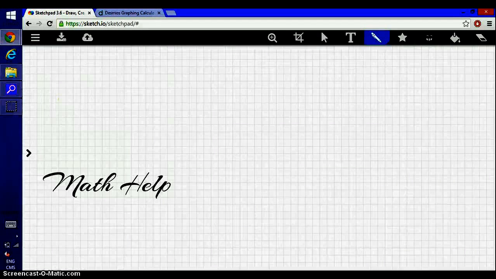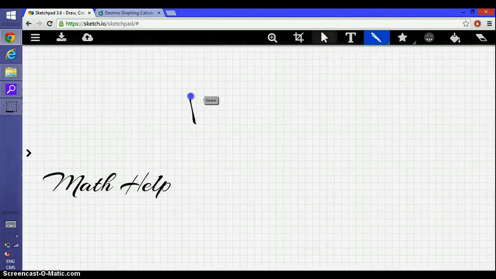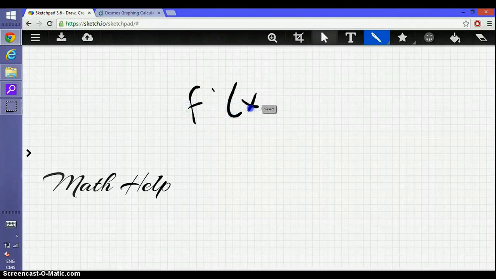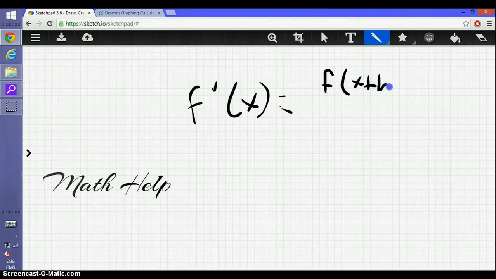So I need to write it smaller. f prime of x, like I said again, is the same as saying the derivative or the gradient. So f prime of x is equal to f(x plus h) minus f(x), over h.